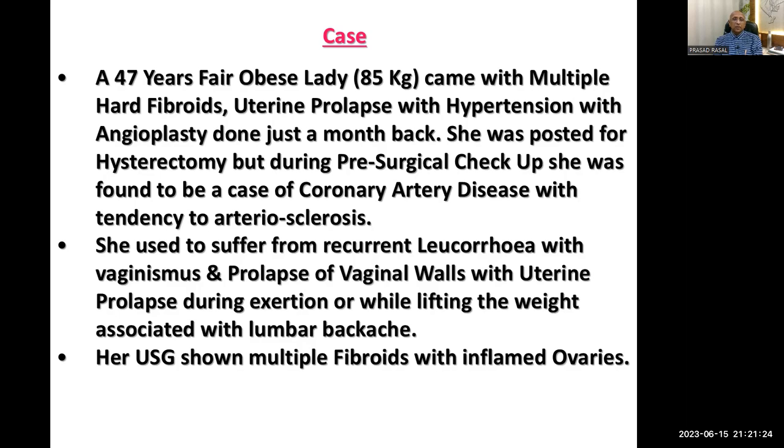So no one was ready to operate on her. She never got the permission. Then she came to me for treatment. She used to suffer from recurrent leukorrhea with vaginismus and prolapse of vaginal walls with uterine prolapse during exertion or while lifting weight, associated with lumbar pain. Whenever she worked hard, the uterus used to prolapse along with the vaginal walls. Her USG showed multiple fibroids with inflamed ovaries. That was the picture in her case.